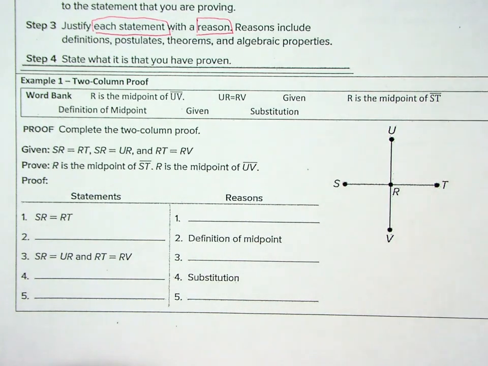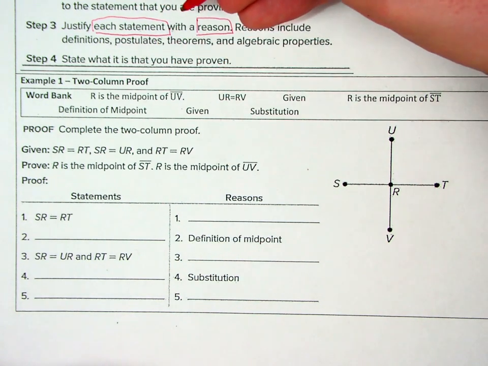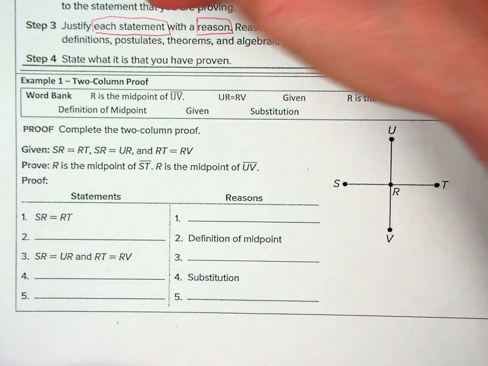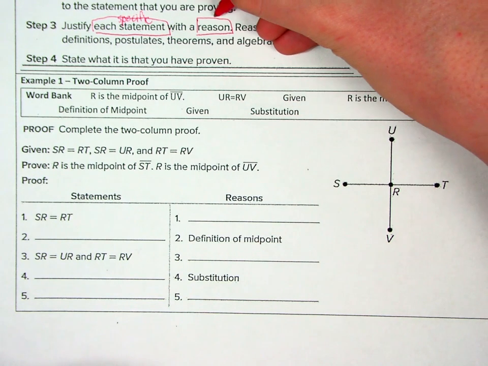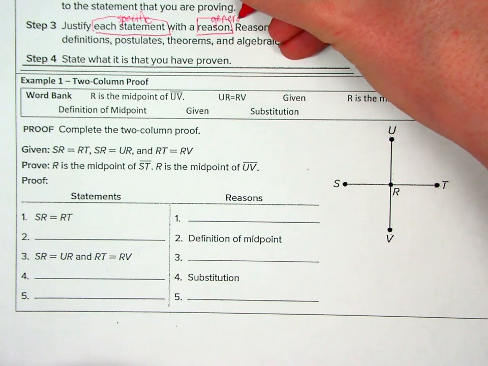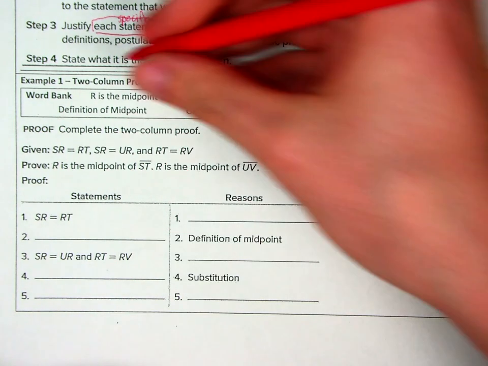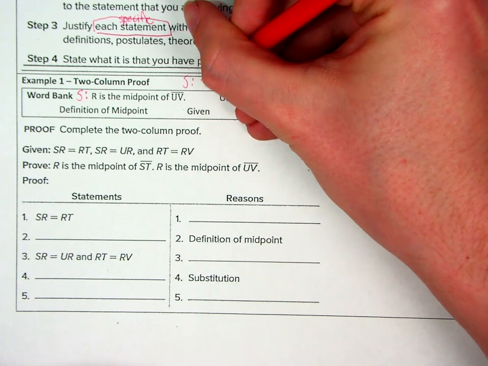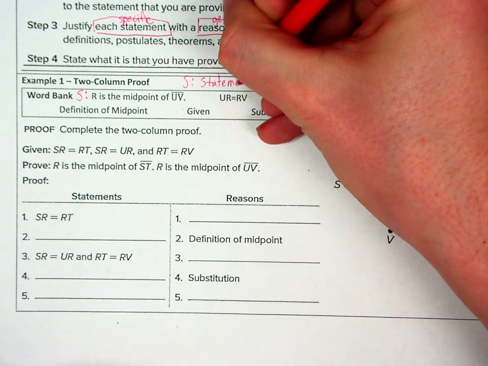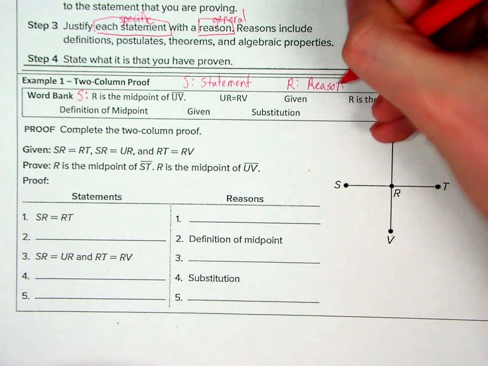For some of our classes today, we identified whether something was a statement or a reason. Remember, statements are facts very specific to the problem. Each statement is specific. A reason is generally general. R is the midpoint of UV. That's a statement. We're going to put a letter S next to it for statement. S is going to be statement. R was reason. We did this just to identify things.